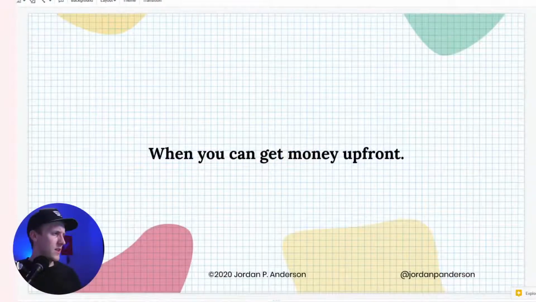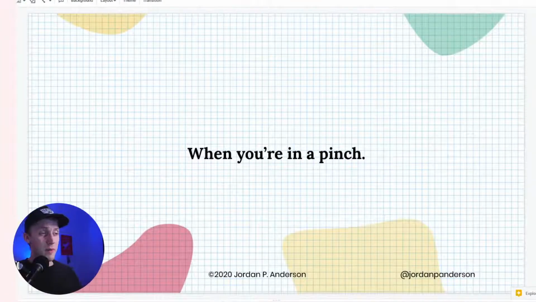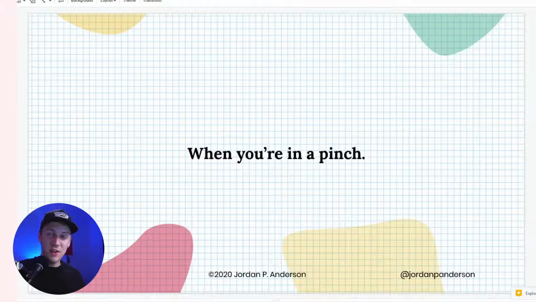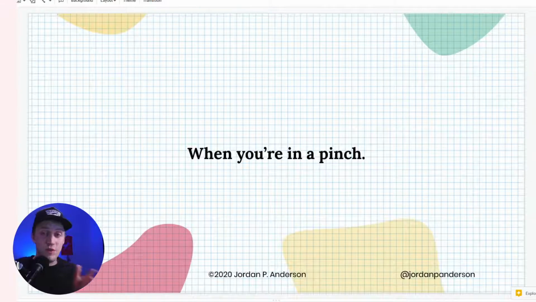So, if you can get the money up front, great. That's another example where I would say go for it. When you're in a pinch, we've all been in a pinch. If you're a freelancer, if you've lived through 2020, you've been in a pinch. You've probably had some gaps in your income, some gaps in projects. Sometimes you can't really pick your poison, but you kind of have to. When it comes to freelancing and content creation, you sometimes don't really have a choice.